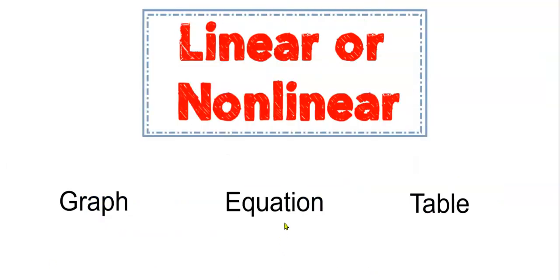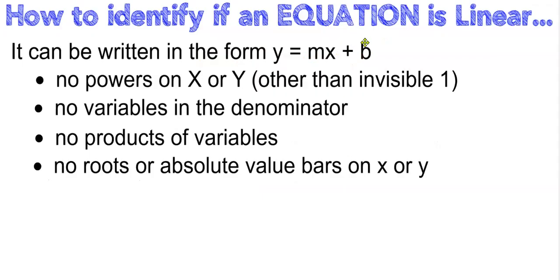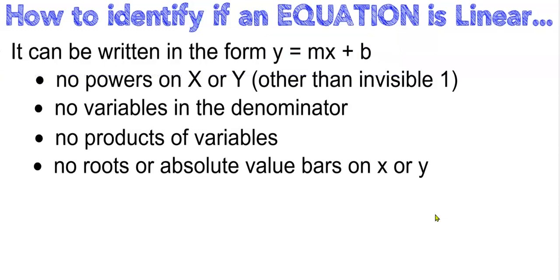Let's take a look at the second format, equations. An equation is linear if it can be written in the form y equals mx plus b. That's it. No matter what equation I give you, that's the reason for your answer. Sometimes it can be hard to tell if an equation can be rearranged to be written in y equals mx plus b form. So these are some of the things we look for that tell us that it's not possible.